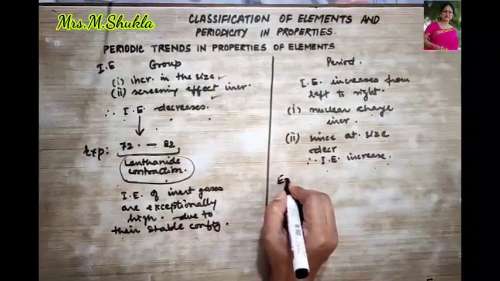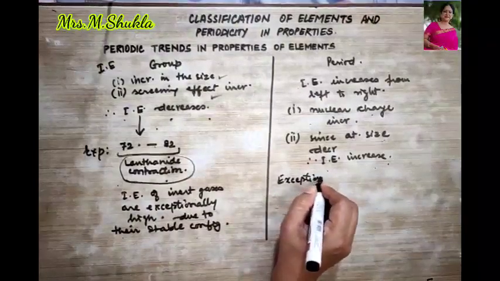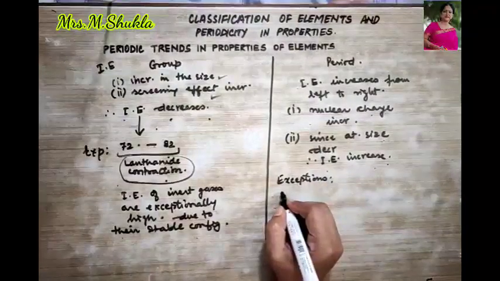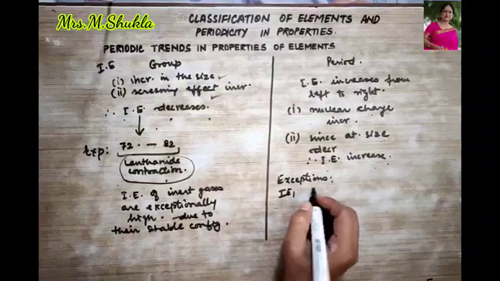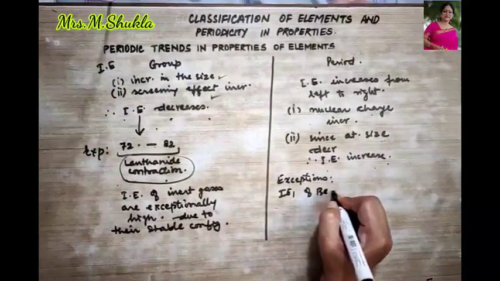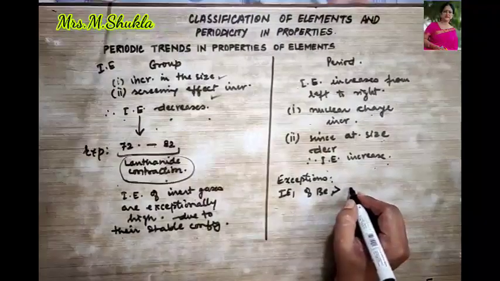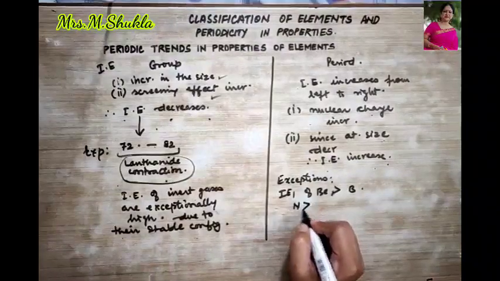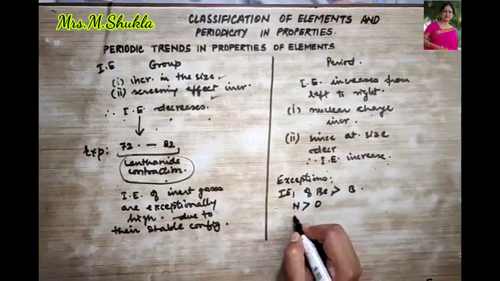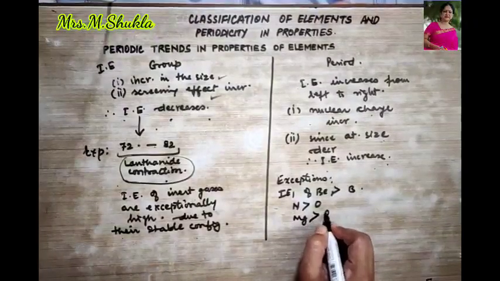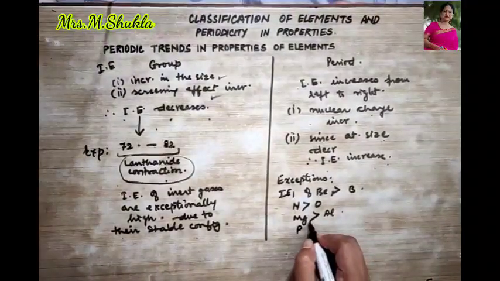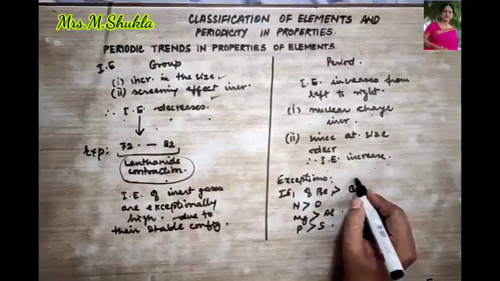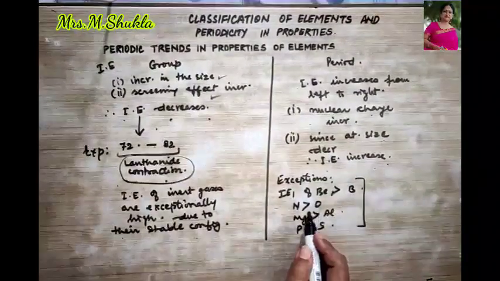Now certain exceptions over here we also need to understand. The first ionization enthalpy of beryllium is always higher than that of boron. Nitrogen, as I have already told you, is higher than that of oxygen, and even that of magnesium is higher than aluminium, and even the first ionization enthalpy of phosphorus is higher than sulfur. These are some of the exceptions that you need to remember.